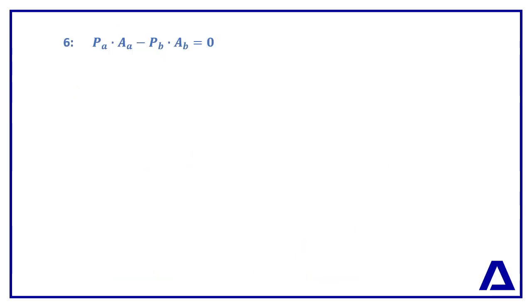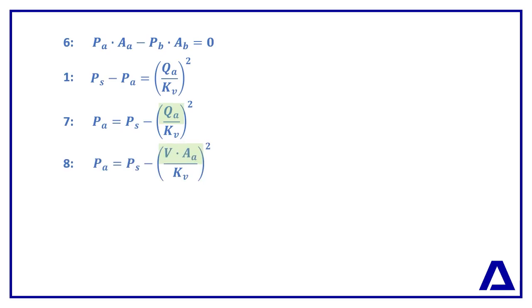Restating equation 6 here, we will work on substituting PA and PB. For PA, we go back to equation 1 and rearrange it to equation 7. Pressure A equals supply pressure minus the A flow divided by the valve constant squared. And we substitute QA with velocity times area A to generate equation 8. Pressure A equals supply pressure minus velocity times area divided by the valve constant squared.